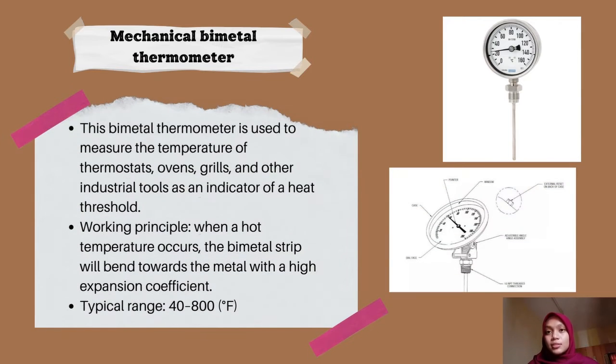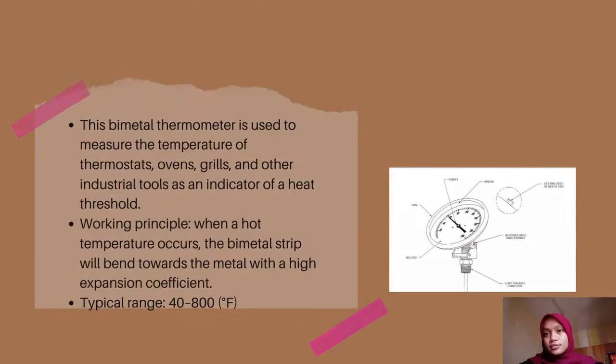Mechanical bimetal thermometer. This kind of thermometer is used to measure the temperature of thermostats, ovens, grills, and other industrial tools as an indicator of a heat threshold. The working principle of this thermometer is that when a hot temperature occurs, the bimetal strip will bend towards the metal with a high expansion coefficient or vice versa. The typical range for this thermometer is 40 to 800 Fahrenheit.